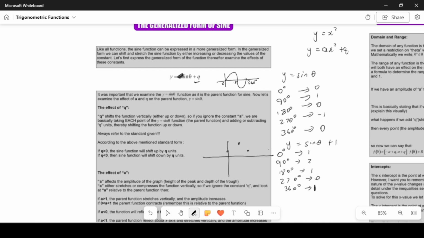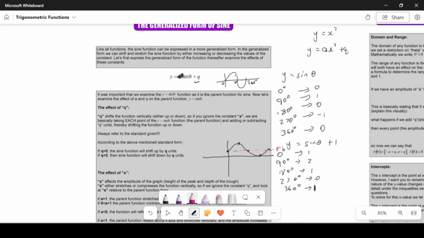360, it's 1. At 270 degrees, which is in between here, it is what? 0. So right here. And so what's going to happen is the function's going to do this. So before, can you see it was oscillating around the x-axis. Now it's oscillating around this line here. Y is equal to 1. It's oscillating along that line. So that's not like an asymptote or anything. We just say it's oscillating along that point.